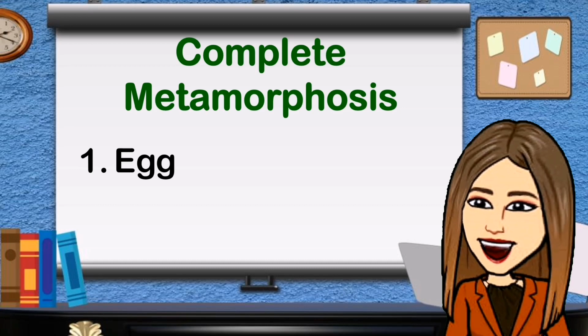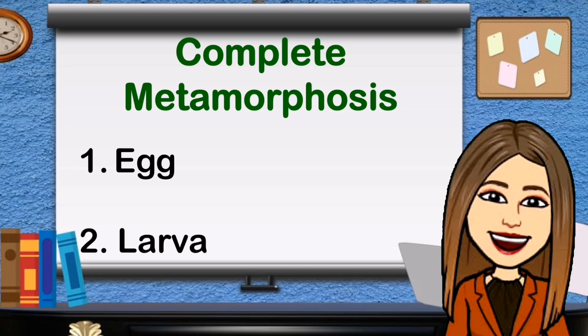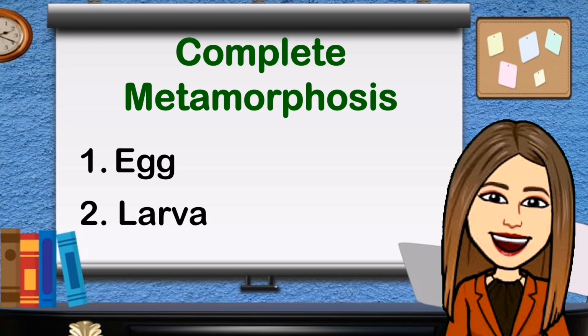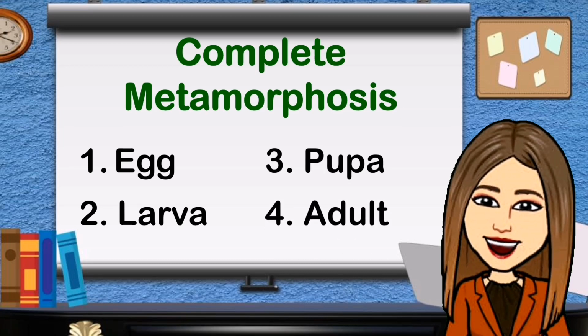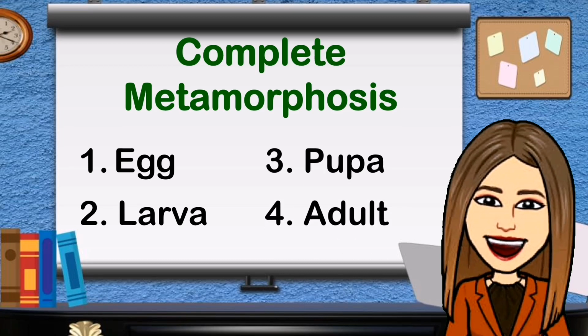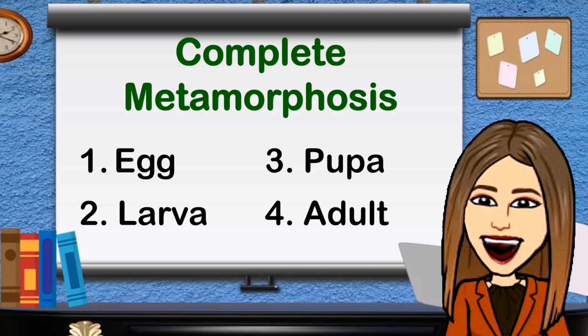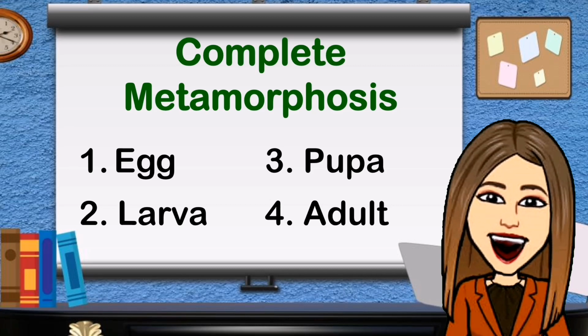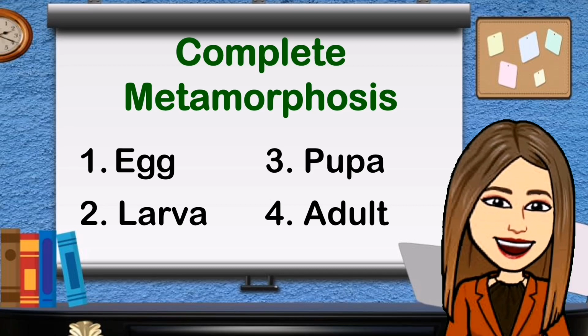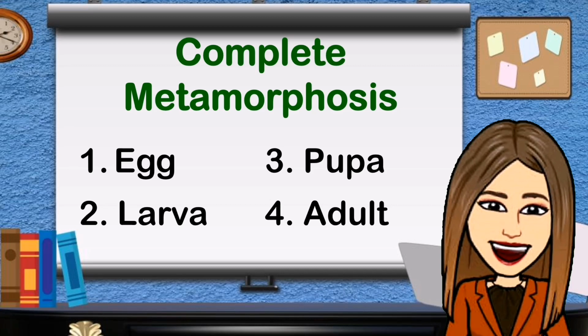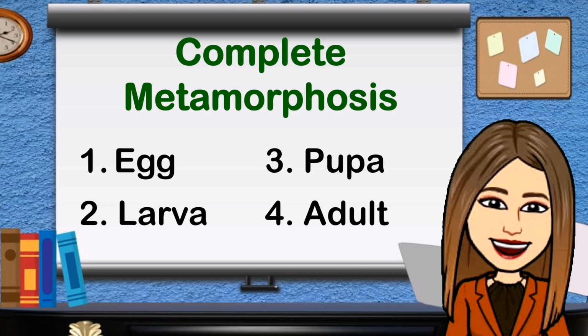They usually start from egg. When the egg hatch, larva will come out and turn into pupa, and finally, it turns into an adult. So again, these are the stages in the life cycle of some insects that undergo complete metamorphosis. It starts from the egg, second, larva, third, pupa, and fourth, adult.